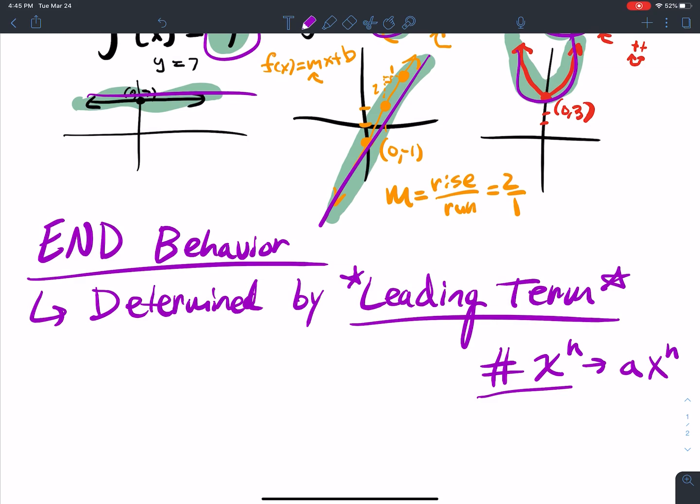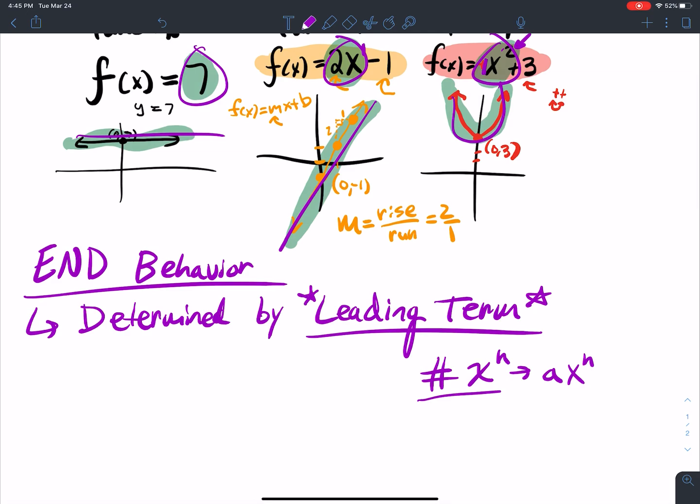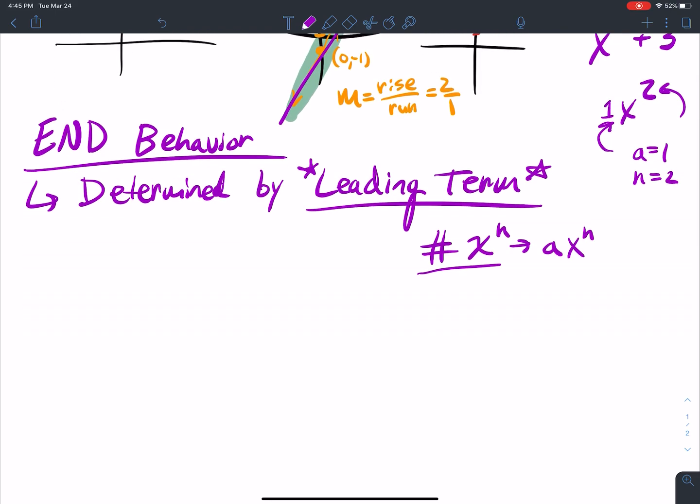All right. So for that last one here, for x squared plus 3, the lead term was x squared. That number in front is a 1, and the n is equal to 2. Okay, so right here, a was 1, and n was equal to 2. So let's talk about the different cases going on. So there's 4 things that can happen for an nth degree polynomial.